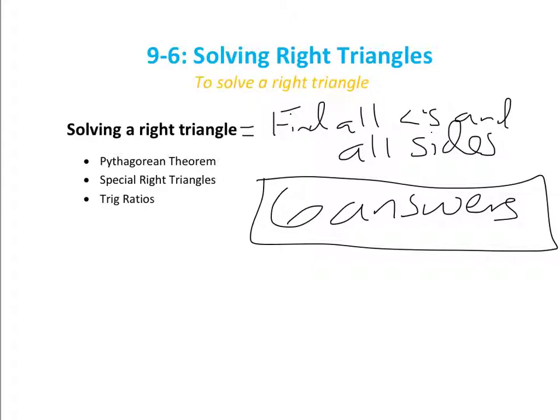Now, you are obviously going to be given some of those answers, so you're not going to have to actually find 6 answers every time. You're usually always going to be given 3 of the 6, because you know one of the angles is always 90.